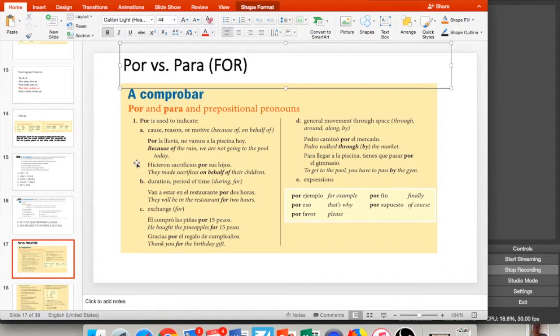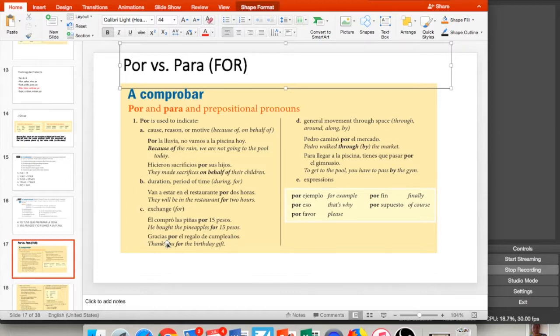The other common reason for por is when you're talking about exchange. So, él compró las piñas por 15 pesos. He bought the pineapples for 15 pesos. Or, gracias por el regalo de cumpleaños. Thank you for the birthday gift. So, in both of these cases, you made an exchange.